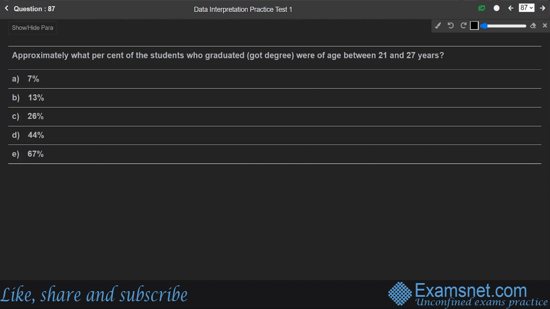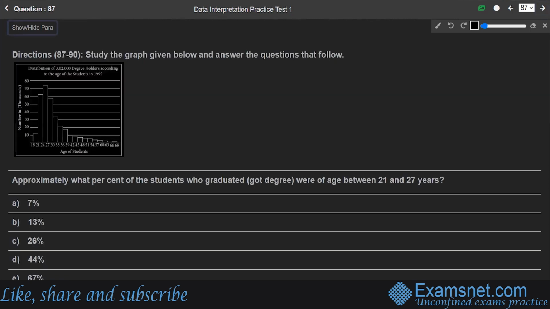Okay, now we are provided with a bar chart. We are supposed to see the bar chart and then answer. Let us study the bar chart first. The question says: distribution of 3,02,000 degree holders according to the age of the students in 1995. In the year 1995, what they have provided is the number of graduate holders for different age groups that have taken their degrees.